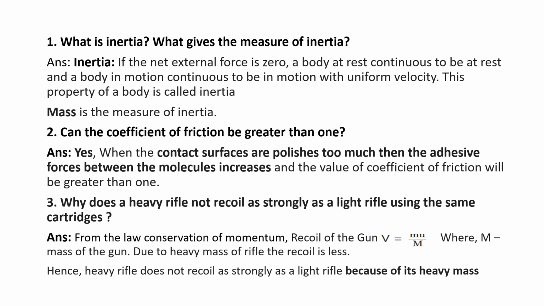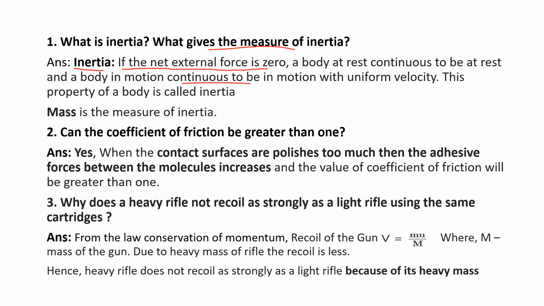So the first question is, what is inertia and what gives the measure of inertia? So we need to write the definition for inertia, and you also need to give what gives the measure of inertia. First look at the definition. Inertia: if the net external force is zero, the body at rest continues to be at rest and the body in motion continues to be in motion with uniform velocity. This property of body is called inertia.